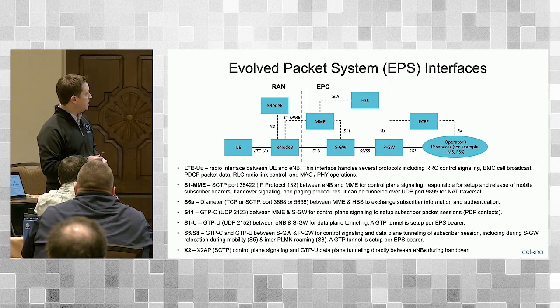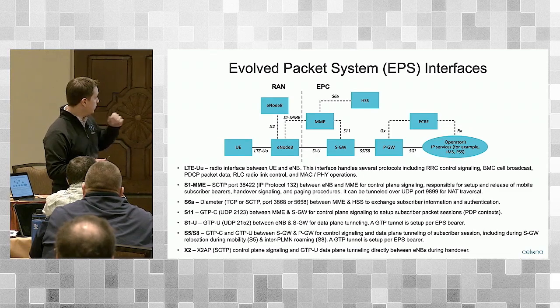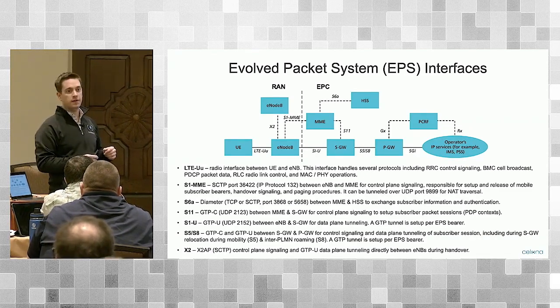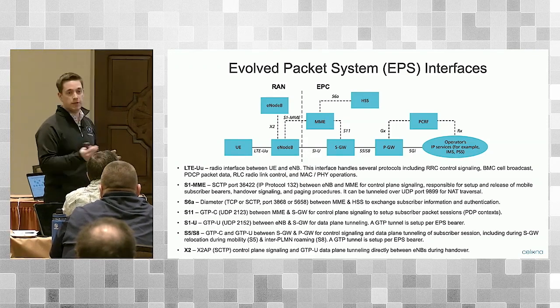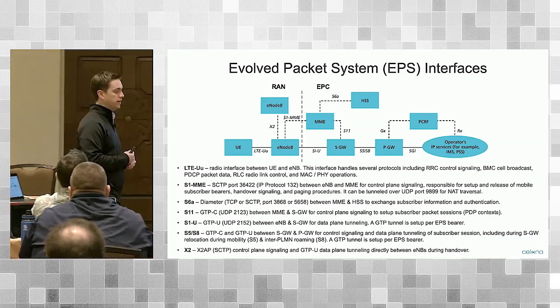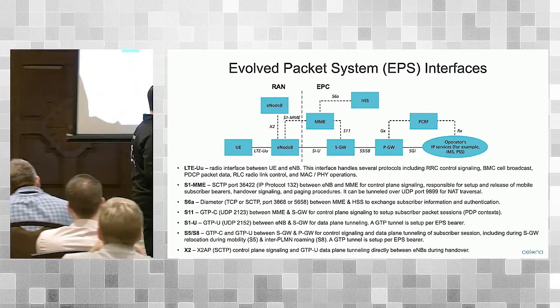And GTP-C, let's see, S1U. GTP-U is for the user data plane. That's another big important one to know. So when the eNode B is forwarding user data traffic into the EPC, it's going to have to go across an enterprise network. That's the S1U interface, and that is GTP-U, which is a UDP port. So just know that you need to make sure that that can go through your network.